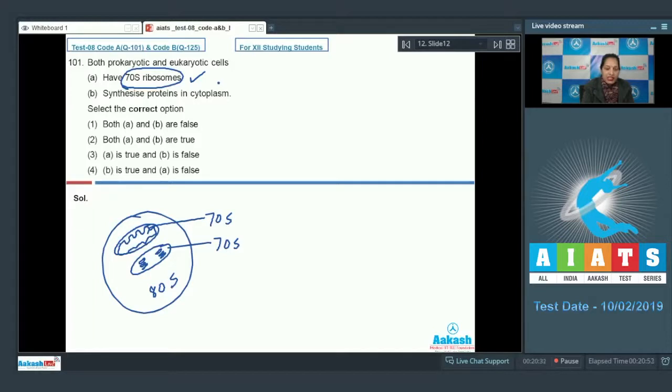B. Synthesize proteins in cytoplasm. Yes, both eukaryotic and prokaryotic cells synthesize proteins in the cytoplasm. So both A and B are true. So the correct option for the given question is option number 2. Let's move on to the next question.